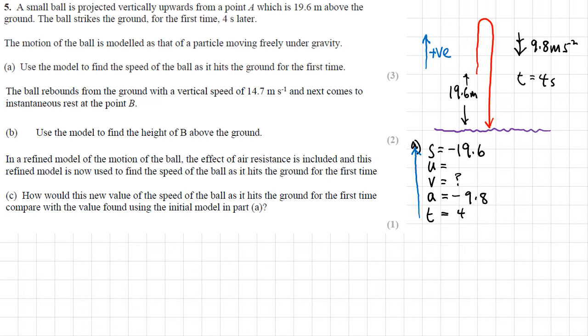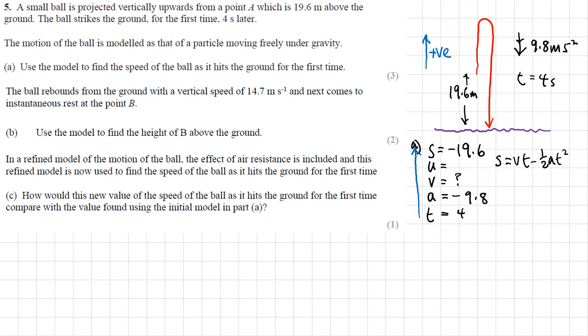So I'm looking for a SUVAT equation that uses S, V, A and T. If you can't remember them, they're in the formula book. So we'll use S is equal to VT minus half AT squared.